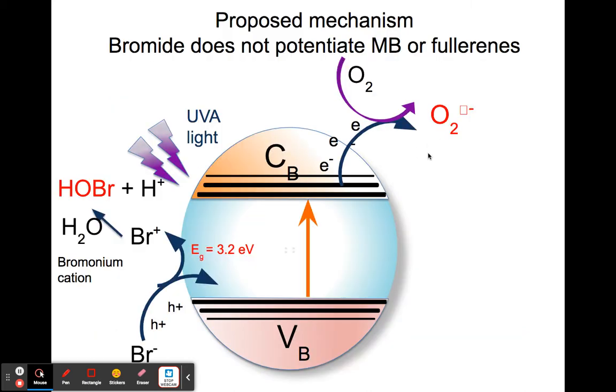And the reason you need the bromide, as I said, is you get this large band gap semiconductor. Here you go, 3.2 electron volts, which is enough reducing power to reduce bromide to probably hypobromite. That's what we think the active species is with bromide.